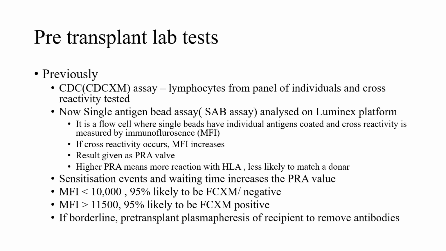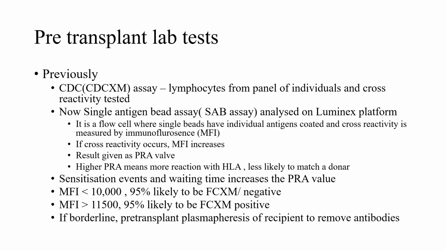Now we have gone for the Luminex assay, which is a single antigen bead assay. There are multiple beads, and each of the beads is coated with an antigen individual to each allelic locus, which are very antigenic. We put the patient sera on that, and the cross reactivity is measured by means of immunofluorescence. When there is a positive reaction between the antigen and antibody, an immunofluorescence score will be measured, and if that score is more than 10,000 to 11,500, it is likely positive. This Luminex bioassay is a flow cell based assay, a flow cytometry test.